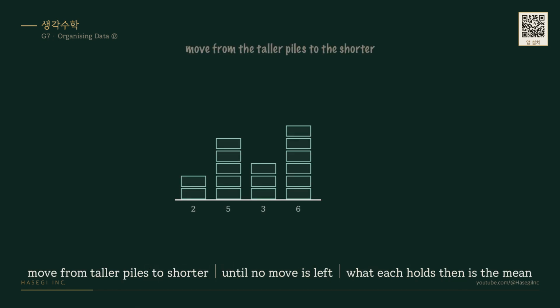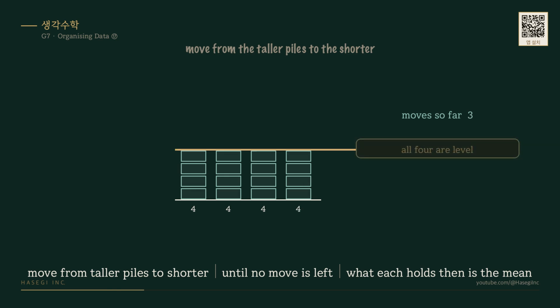Let them share the sweets out. The one with 6 gives 1 to the one with 2. The one with 5 gives 1 to the one with 3, and so on. Always from a taller pile to a shorter one. When no move is left to make, all 4 have the same amount. What each of them is holding then is 4, which is the mean.